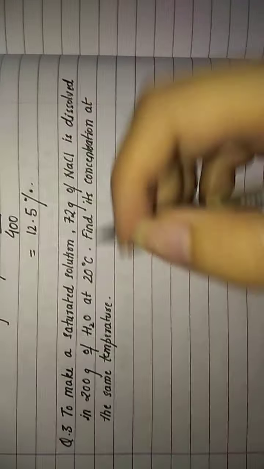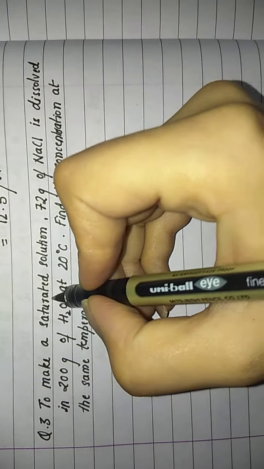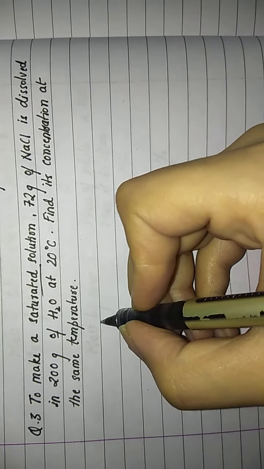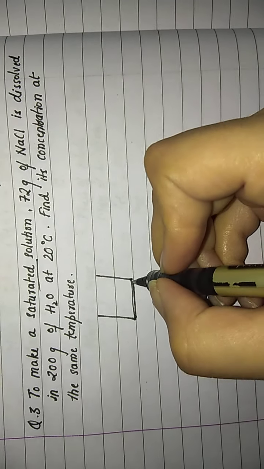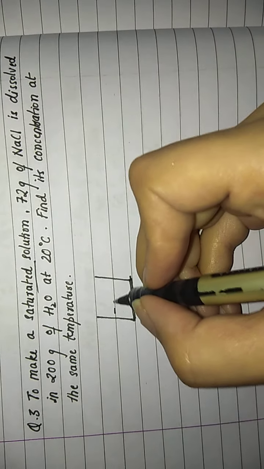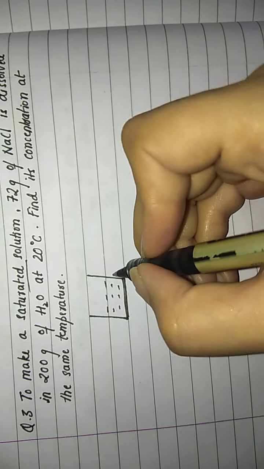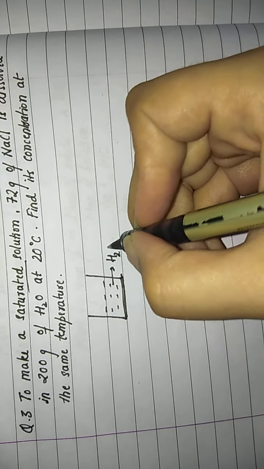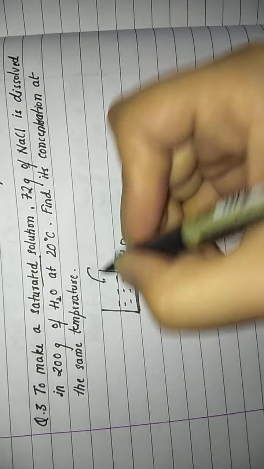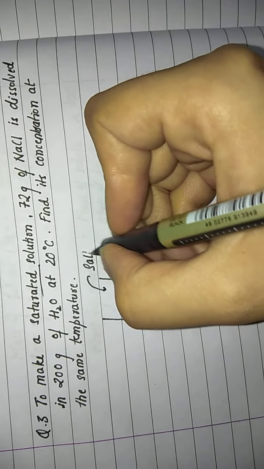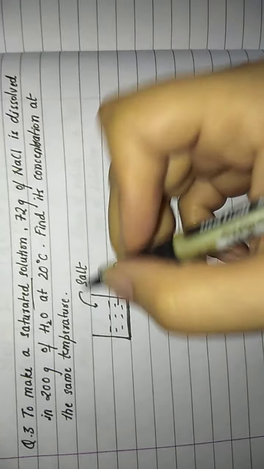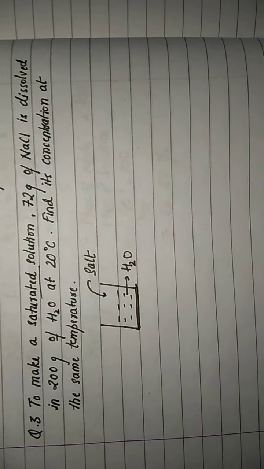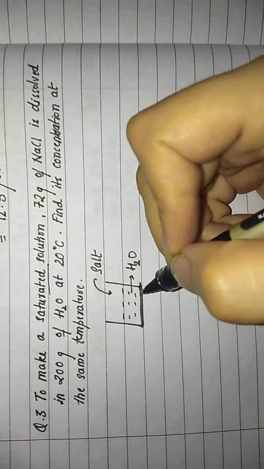Okay, the next question says to make a saturated solution. First of all, let us understand the meaning of a saturated solution. Let me take a beaker or a container in which I am taking some amount of water. Now I start adding some salt. Okay, we know that salt dissolves in water, so it will keep on dissolving.